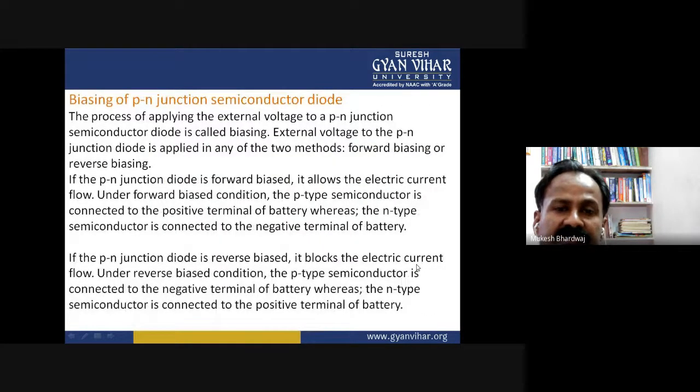Biasing of PN junction semiconductor diode. The process of applying an external voltage to a PN junction semiconductor diode is called biasing. External voltage to the PN junction diode is applied in either of two methods: forward biasing or reverse biasing. If the PN junction diode is forward biased, it allows the electric current to flow. Under forward bias condition, the P-type semiconductor is connected to the positive terminal of the battery, whereas the N-type semiconductor is connected to the negative terminal of the battery.